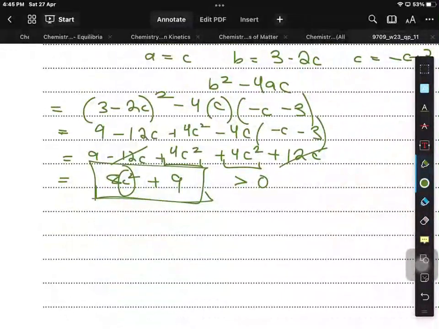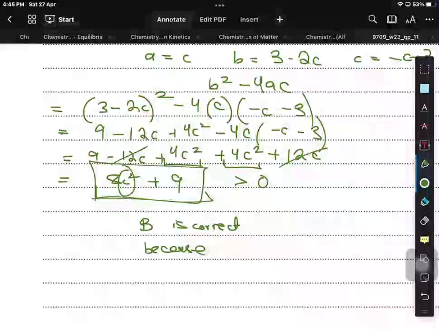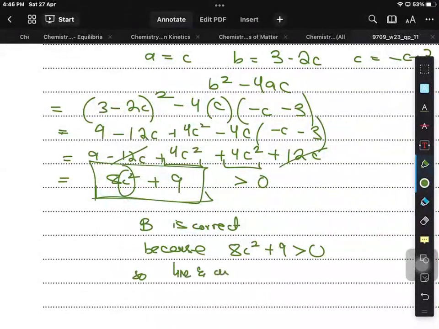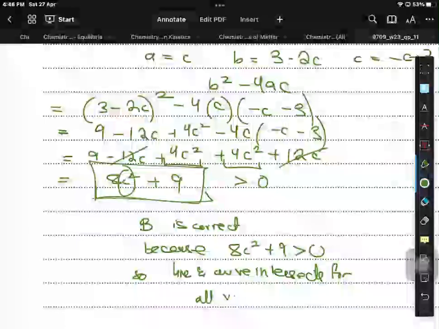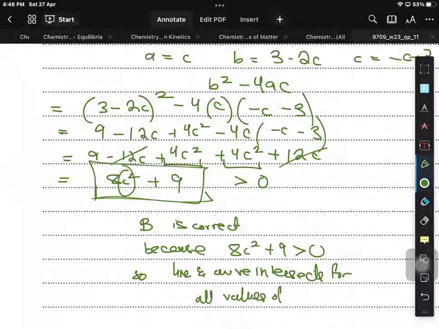So we can say that B is correct. B is correct, okay? Because 8c squared plus 9 is greater than 0. So the line and curve intersect for all values of c, okay?